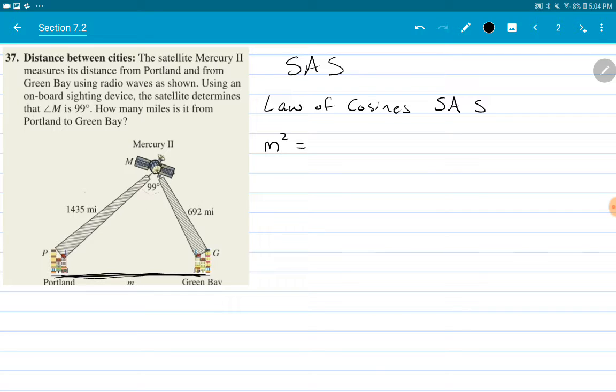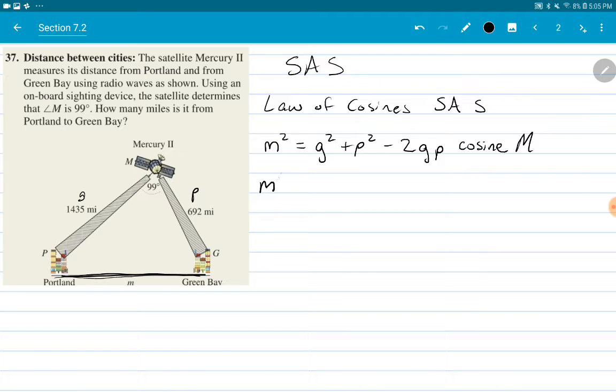Let's call them little g and little p. So m squared equals g squared plus p squared minus 2 times the product of g times p times the cosine of the angle that is across from the side we're trying to find, which is cosine of m. So we have all the information on the right, so we just solve for m squared.